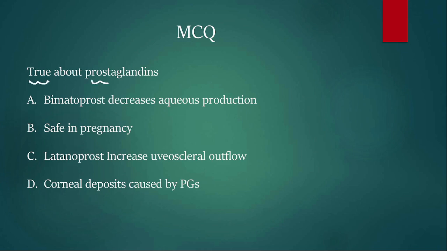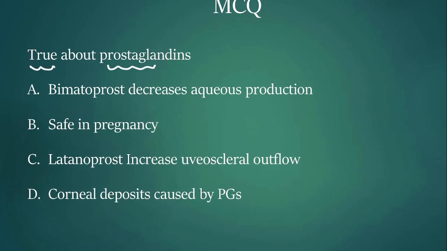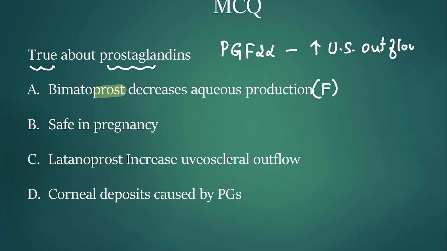True about prostaglandins. Now please remember, prostaglandins will have prost in their name. Bimatoprost decreases aqueous humor production, false. Prostaglandins, what we use to manage glaucoma, they are PGF2 alpha analogs. They increase uveoscleral outflow. That is their major mechanism of action. Safe in pregnancy? No, because prostaglandins are uterine contracting agents. They contract uterus and they may cause abortion. So don't give them in pregnant women.